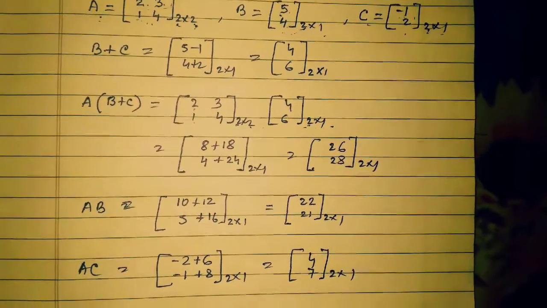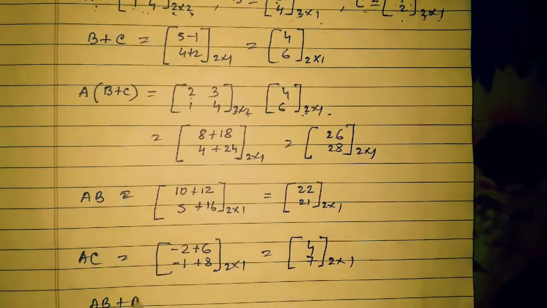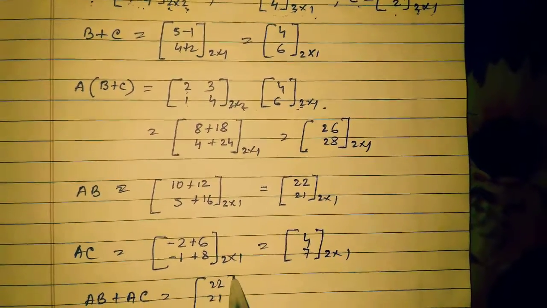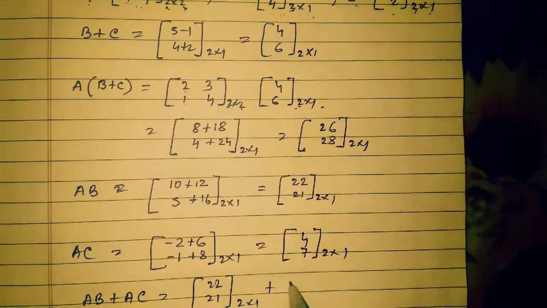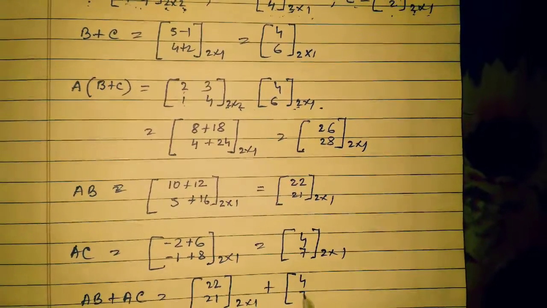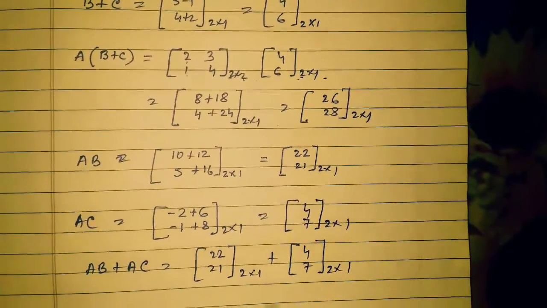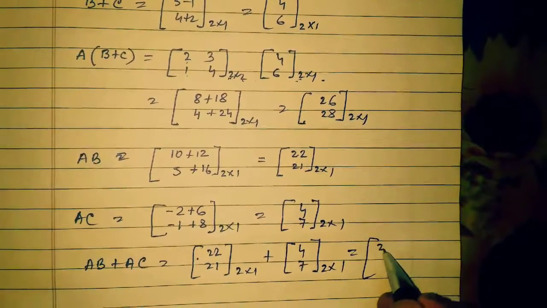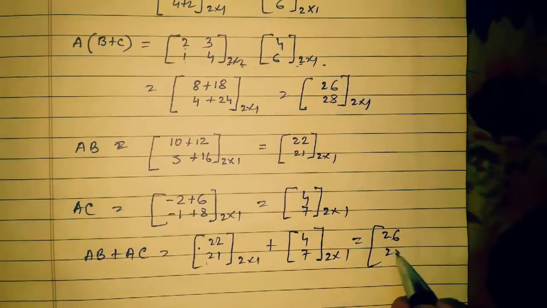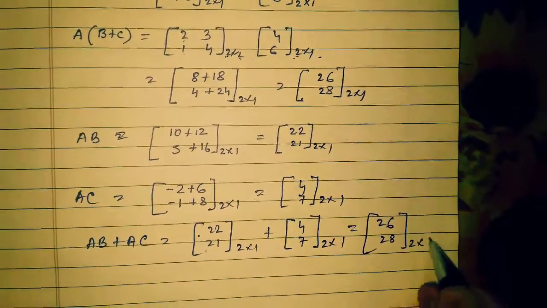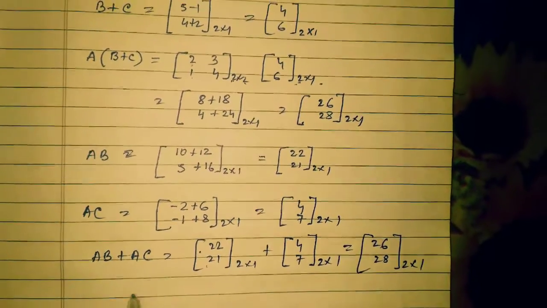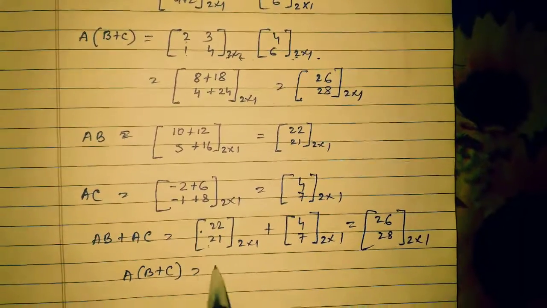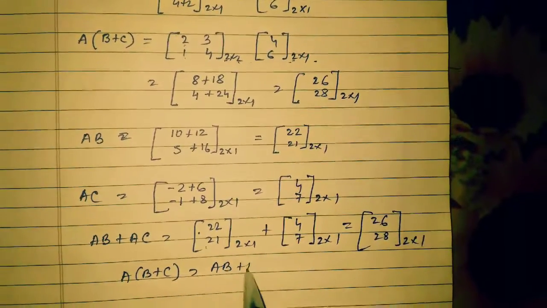Now if we add AB plus AC, both orders are the same, so if we add 22, 21 plus 4 and 7, the resultant value is 22 plus 4 is 26, and 21 plus 7 is 28, a 2 into 1 matrix. So that means A into (B plus C) is equal to AB plus AC.